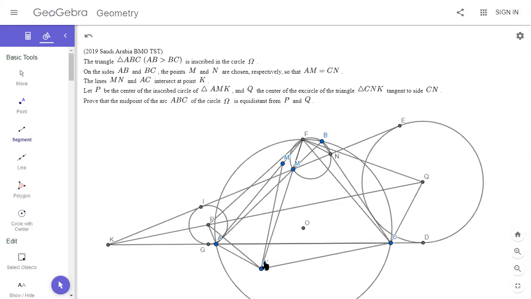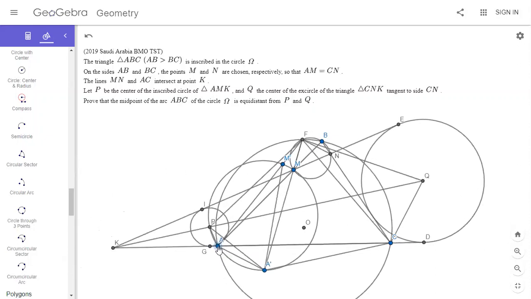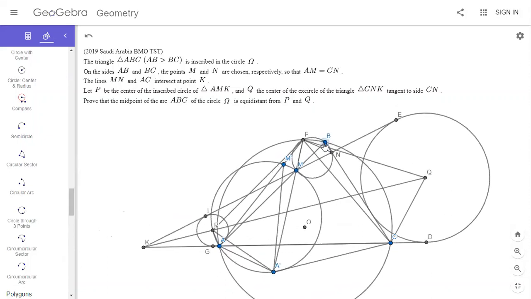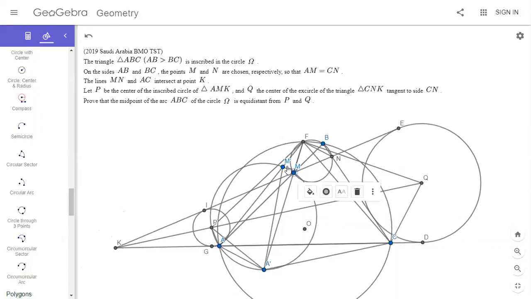I wonder if PAA prime is similar to A. Well, let me check that out. Wait, so it looks like PAA prime MM prime is cyclic. Is that just a coincidence? Okay. That is very interesting. I keep feeling like I'm just about to solve it.